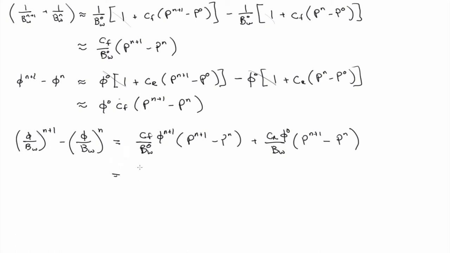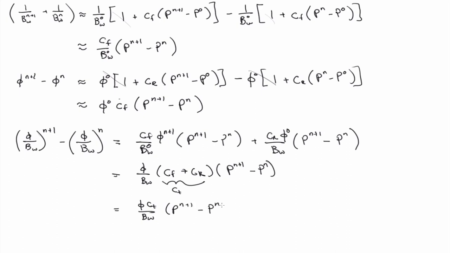And then if that's true, then you have C_F plus C_R times p_n plus 1 minus p_n. And what's C_F plus C_R? C_T. So then you have, I know that was bad, but it's just algebra with a Taylor expansion in there.